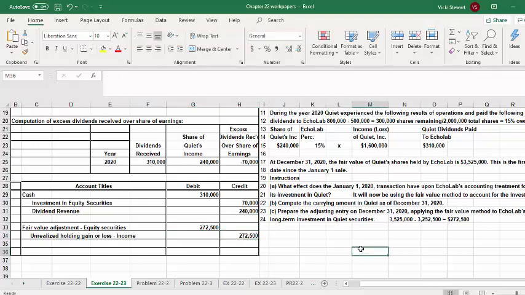And that is the conclusion of the demonstration for exercise 2223B.